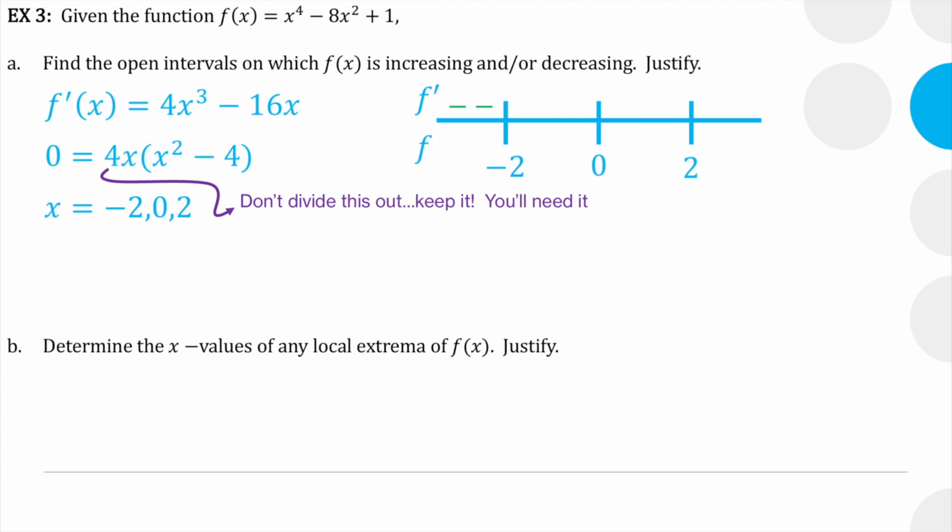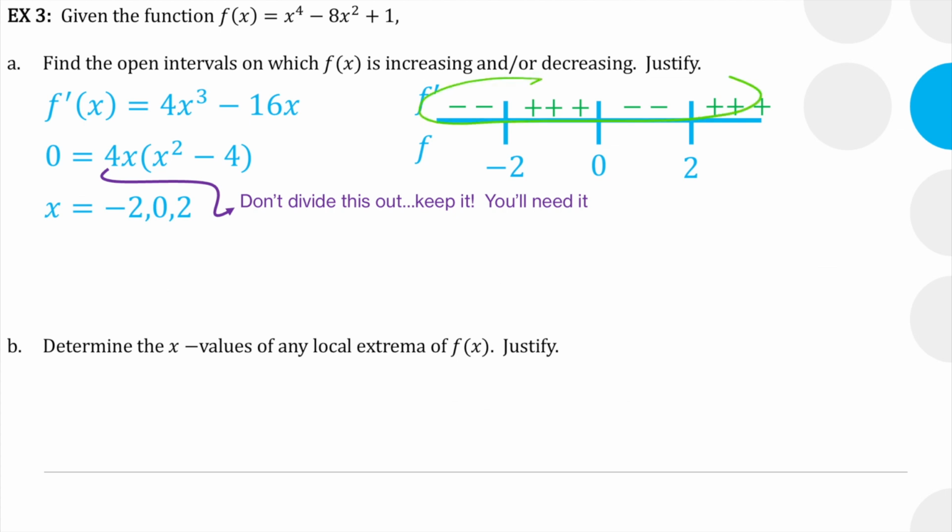Between negative 2 and 0, let's try negative 1. So that would be a negative here, and then 1 minus 4, that's a negative there. So a negative times a negative is a positive. Let's try putting in just 1. So that'll be positive, and then 1 minus 4, that's negative. So positive times negative is negative. And then finally, let's try 3. So this is positive, and then 9 minus 4, that's a positive again. Positive times positive is positive.